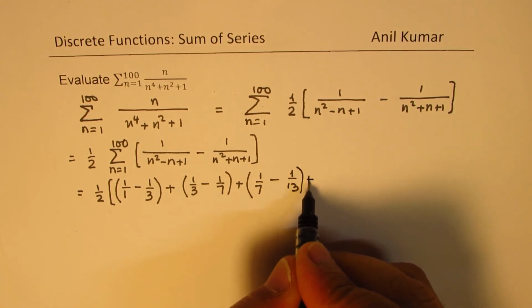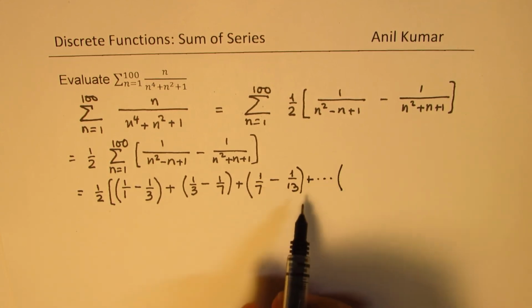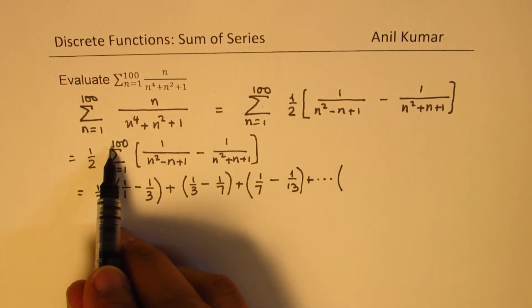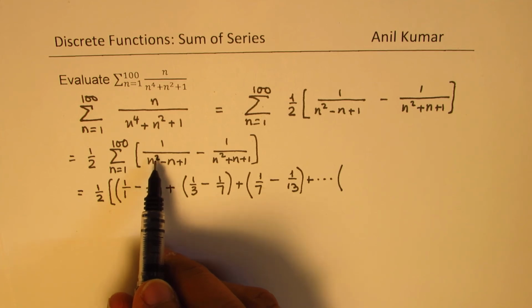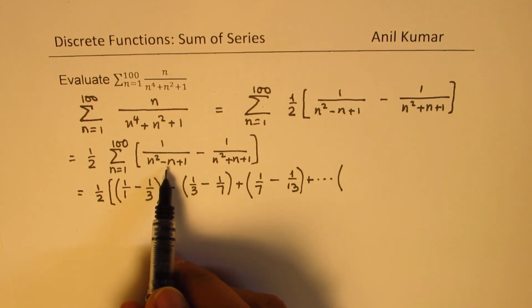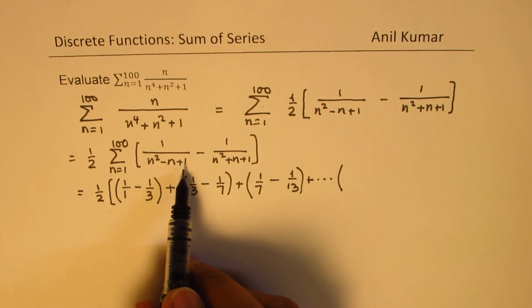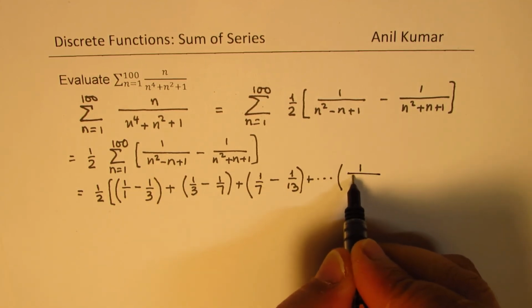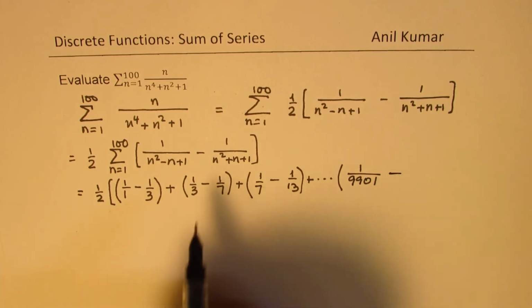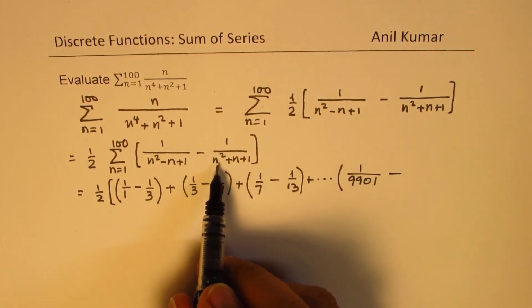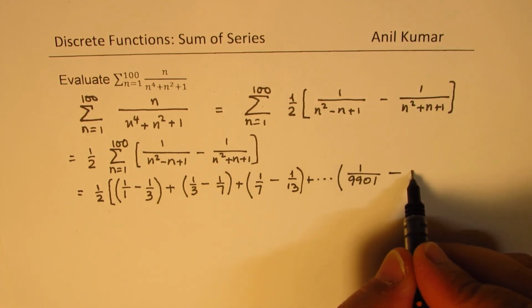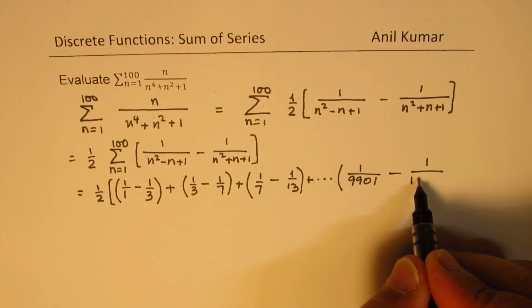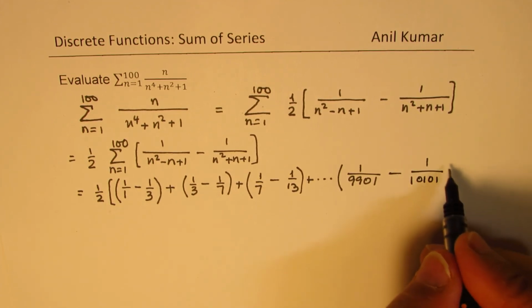So as you can clearly see, this series continues, right? The last term will be when we substitute 100. So when I substitute 100 here, we get 100 squared is 10000, right? 10000 minus 100 is 9900, plus 1 is 9901. So we get 1 over 9901 minus. Now if I substitute 100 here, we get 10101. So we get 1 over 10101, correct? That's what we get.